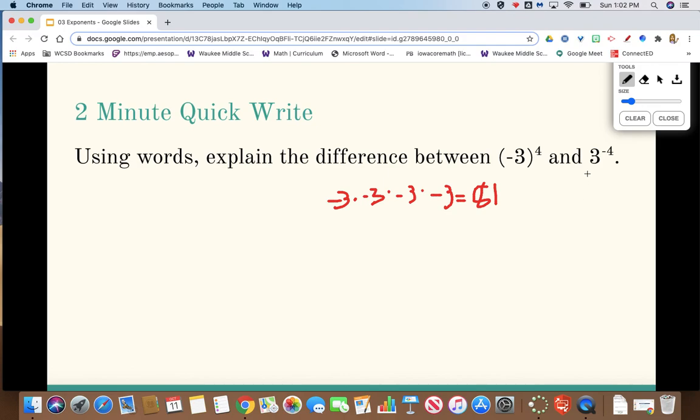3 to the negative 4th is actually going to create a much smaller answer because we have to put this format in a fraction before we begin to make the exponent a positive. So it's going to end up being 1 over 3 to the 4th. We already found out 3 to the 4th was 81. That means 3 to the negative 4th is 1 over 81.